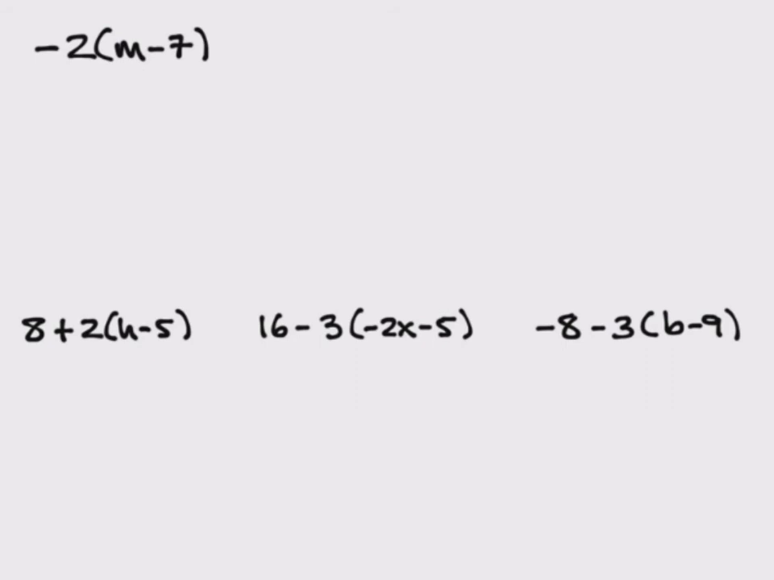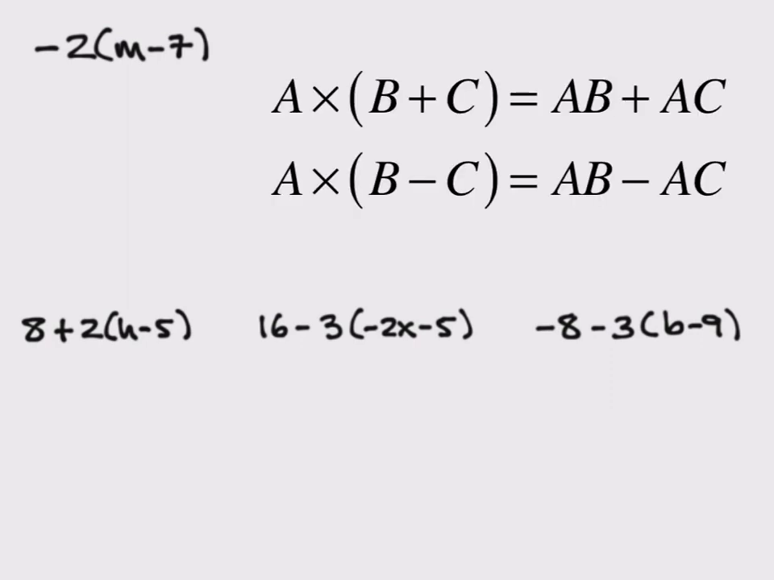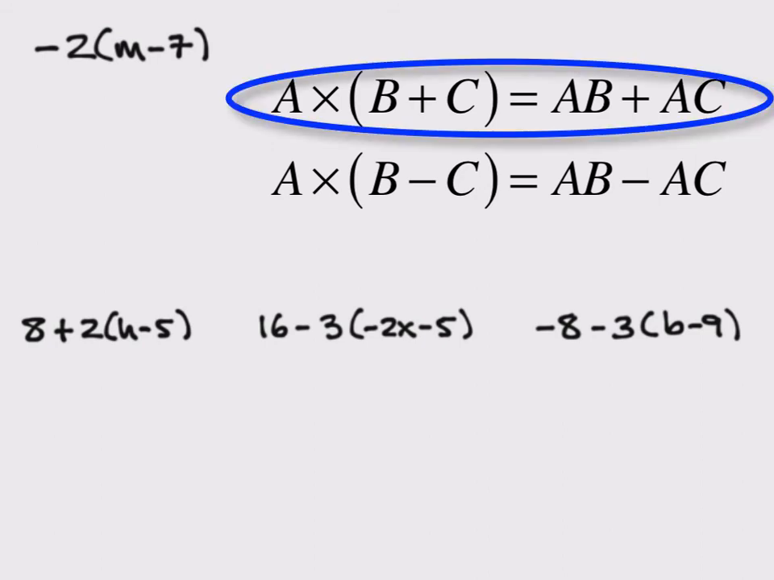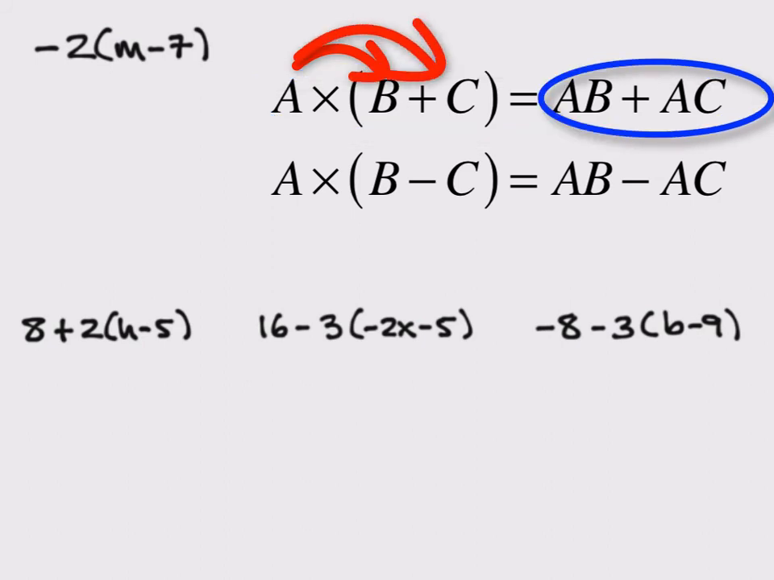Negative 2 times the quantity of m minus 7. Now, we don't know what number m is, but we know that m represents some number, and so m minus 7 is some number. Well, how do we multiply negative 2 by this unknown number since we don't know what m is? Well, we can use the distributive property, which says that for any quantities a, b, and c, a times the quantity of b plus c, we just multiply a by b and also a times c. So we end up with a times b plus a times c.